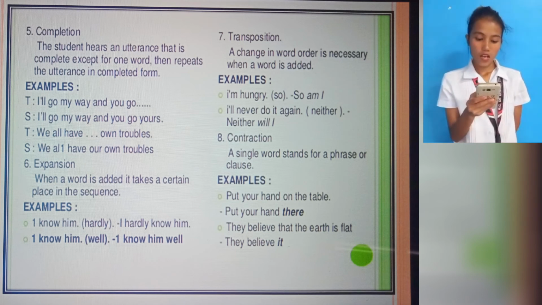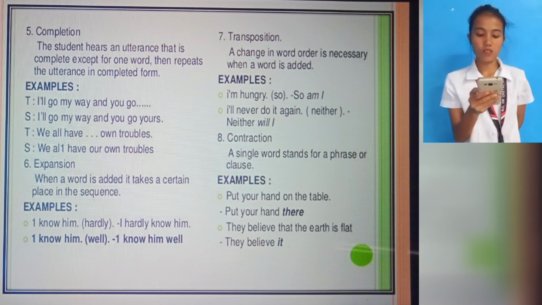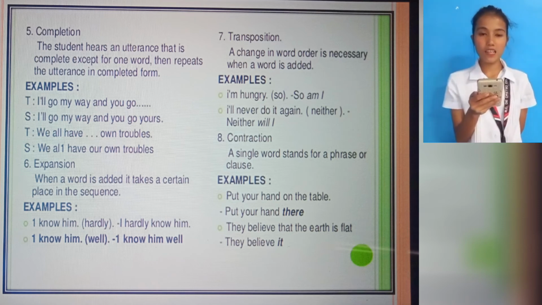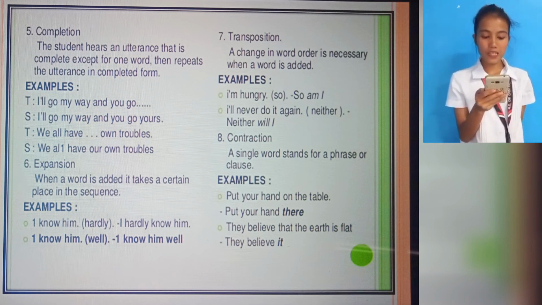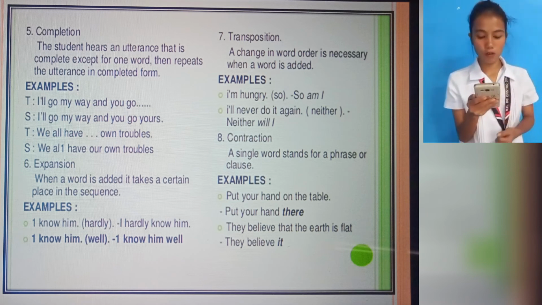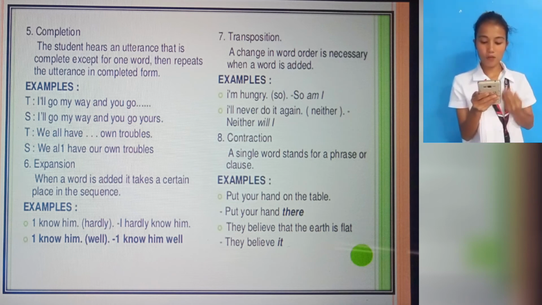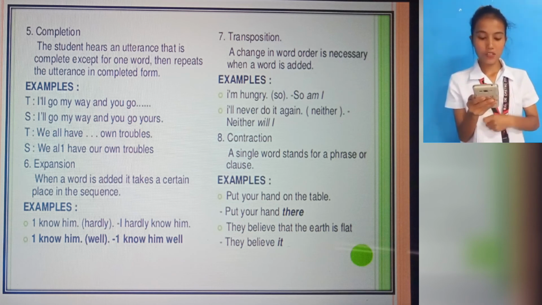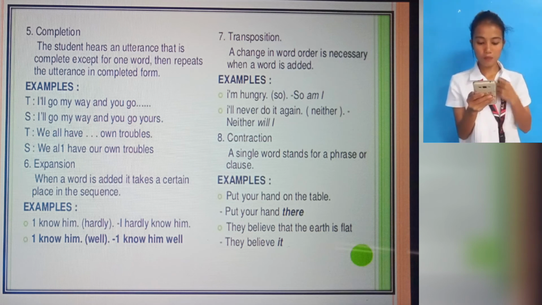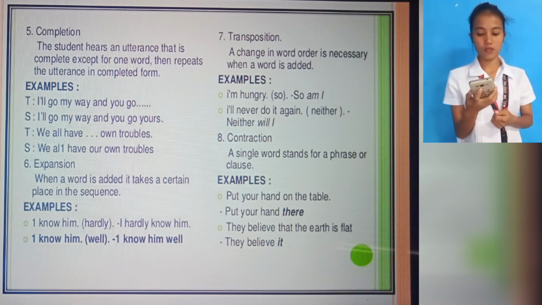So the completion. The student hears an utterance that is complete except for one word. Then repeat the utterance in completed form. So examples. I'll go my way and you go. So the completed form is I'll go my way and you go yours. So another is we all have own trouble. So the complete form is we all have our own troubles.